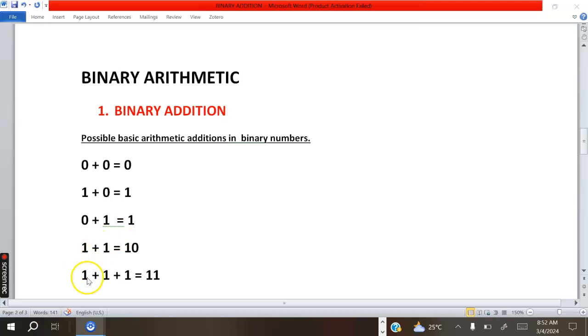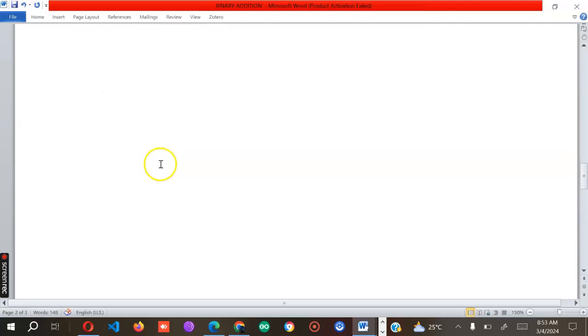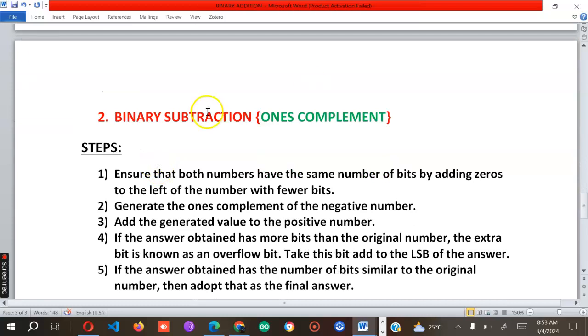Then the other thing we have, 1 plus 1 plus 1 is supposed to give you 1 1. But we also have another scenario whereby we have 1 plus 0 plus 0 plus 1, it should give you 1 0. I hope we are together on that. Okay, let's move now to the next part on how to subtract the binaries using the one's complement.